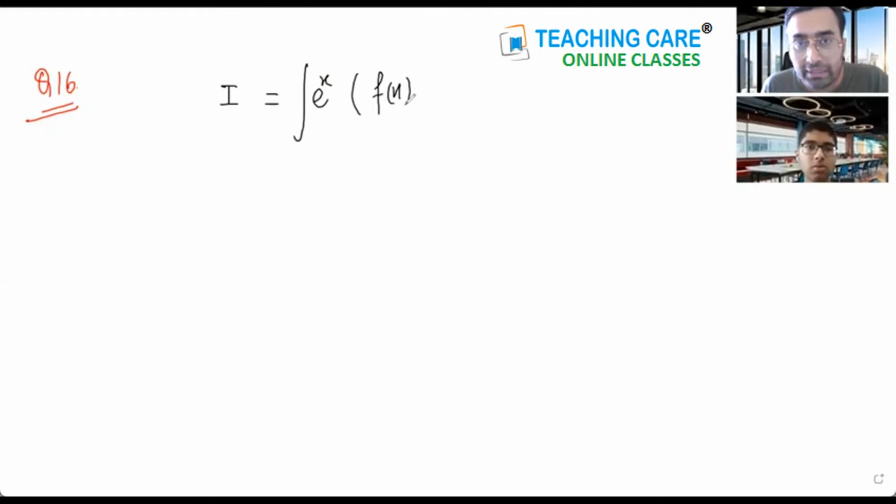Question number 16. In question number 16, first you have to learn the concept. The concept is that if we have to integrate e raised to the power x, whenever e raised to the power x comes, and this is the function f(x), and then we have f dash x, meaning the function and its derivative, that is going to be e raised to the power x times f(x).